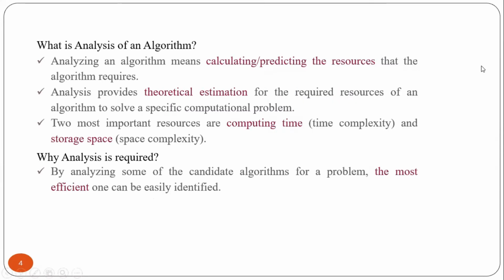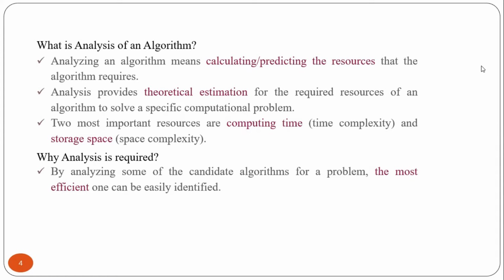The analysis of an algorithm means calculating or predicting the resources whichever the algorithm requires. The algorithm requires so many resources like it needs time, it needs space, it needs CPU power, it needs CPU registers to execute, it uses network resources to run the different algorithms. So analyzing an algorithm means calculating or predicting the resources whichever the algorithm requires. So analysis is the theoretical estimation for the required resources of an algorithm to solve a specific computational problem.